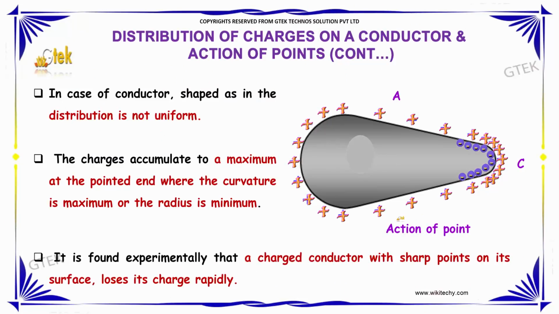Apart from this, in the case of a conductor with an irregular shape, you can see the non-uniformity in the distribution. The charges accumulate to a maximum at a pointed end, where the curvature is maximum or the radius is minimum. So you can see the accumulation of charges. It is found experimentally that a charged conductor with sharp points on its surface loses its charge rapidly. Comparing both cases, you can see the minimal number of charges here, whereas many charges have accumulated in the pointed area.